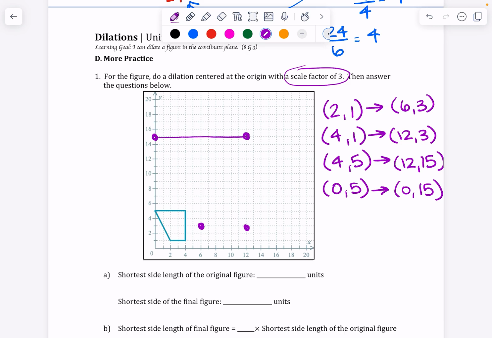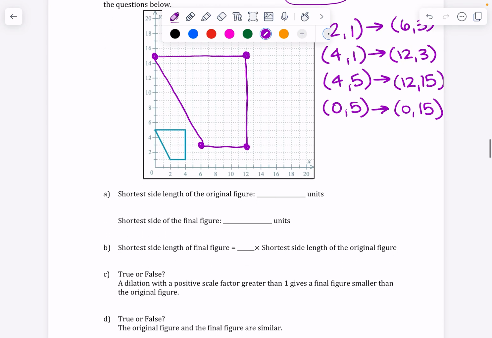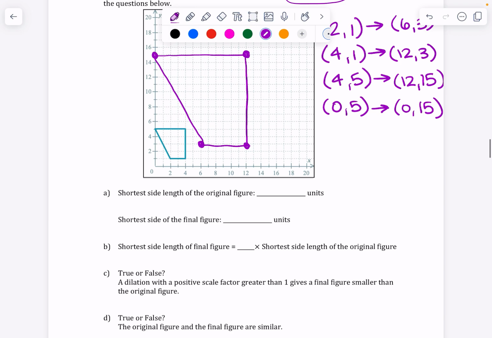So you should have the same shape, just different sizes. This one that we're drawing now is going to be 3 times bigger because the scale factor is 3. Now let's answer the questions about it down below. It says the shortest side of the original figure. The original figure is the one that was printed on there, that was given to you at first. The shortest side is this one on the bottom, and it's 2. The shortest side on the bigger figure is 6. So what do you have to multiply this one by to get this one? 2 times what is 6? 2 times 3 is 6.